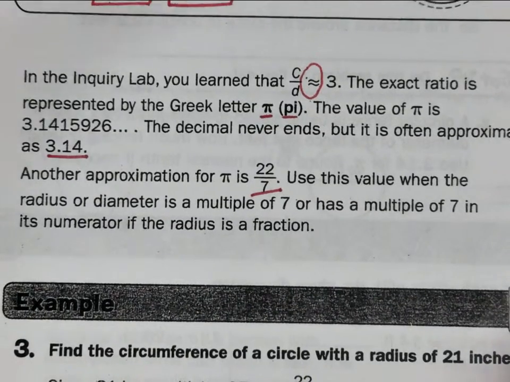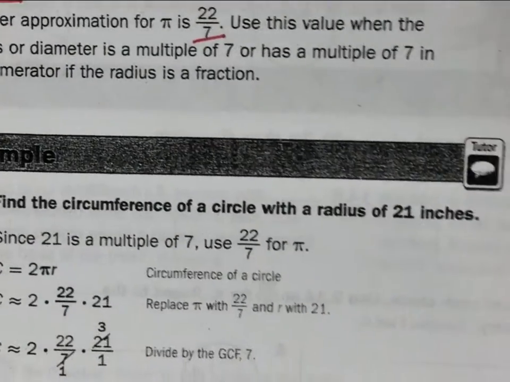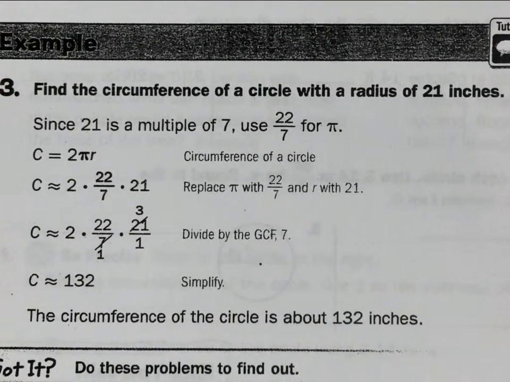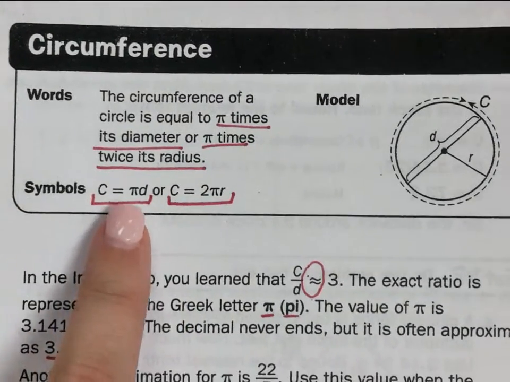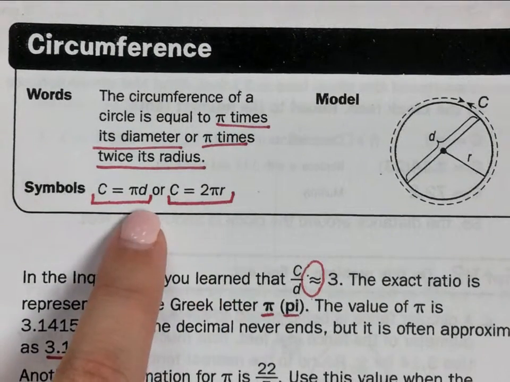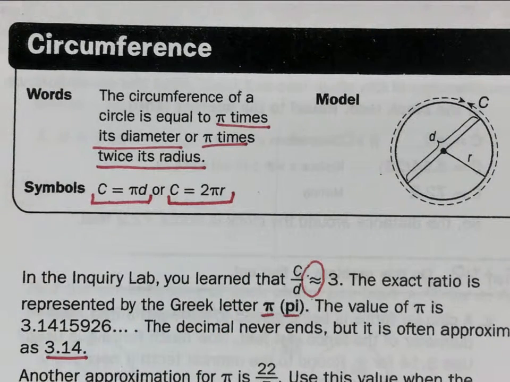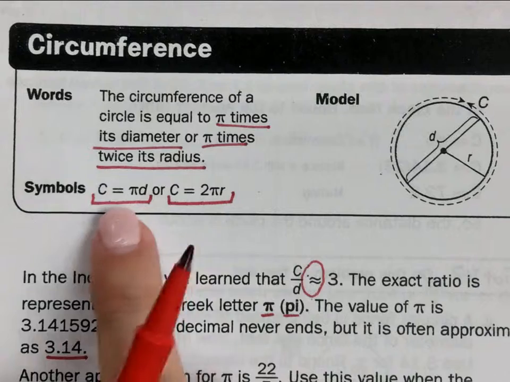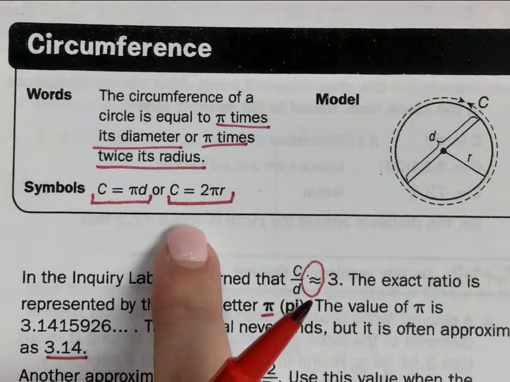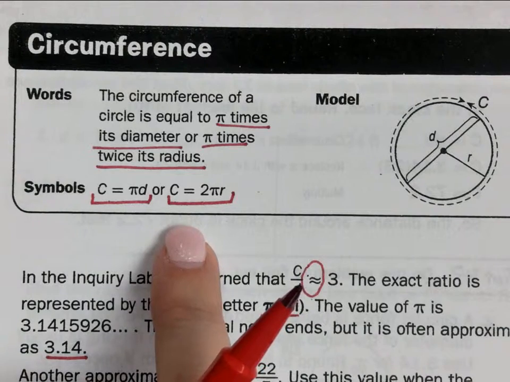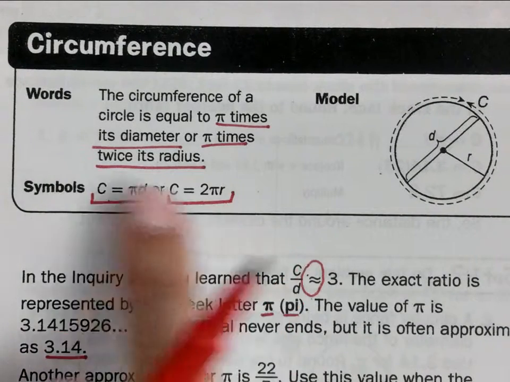Okay, let's look at an example. Number 3, find the circumference of a circle with the radius of 21 inches. Remember, I have two different formulas for circumference. One is pi times d, and one is 2 pi r. In example 3, they told me that the radius is 21. So which formula do you think I need to use if I know the radius? Say it loud. 2 pi r. Why? Because it has the radius in it, which is what I know.